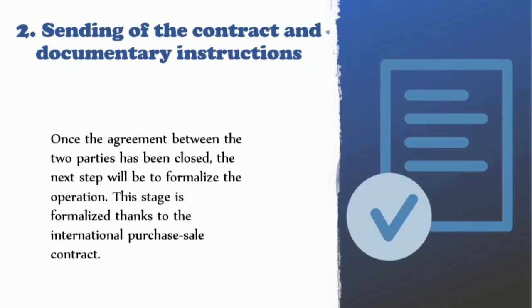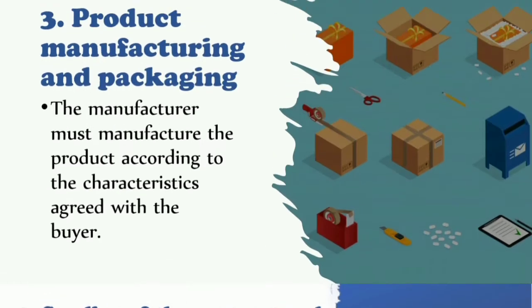Number two, sending of the contract and documentary instructions. Once the agreement between the two parties has been closed, the next step will be to formalize the operation. This stage is formalized thanks to the international purchase-sale contract.